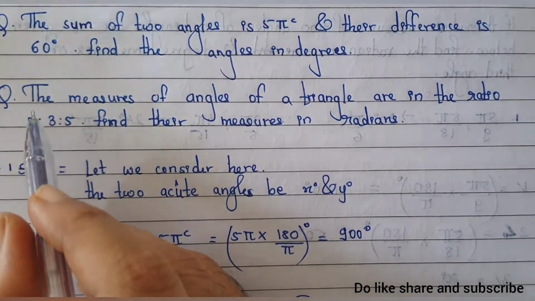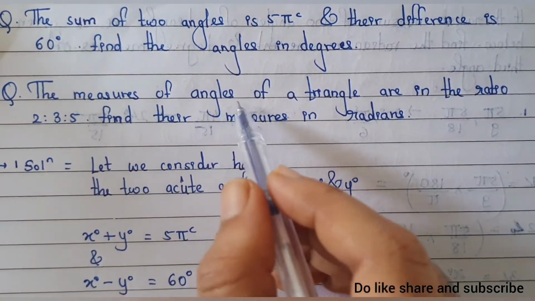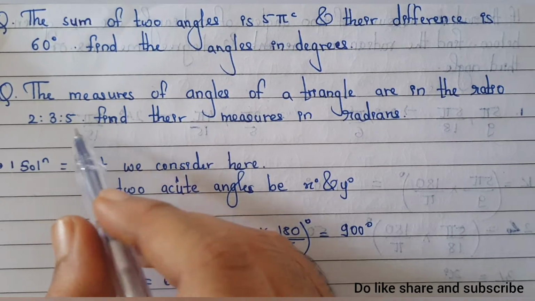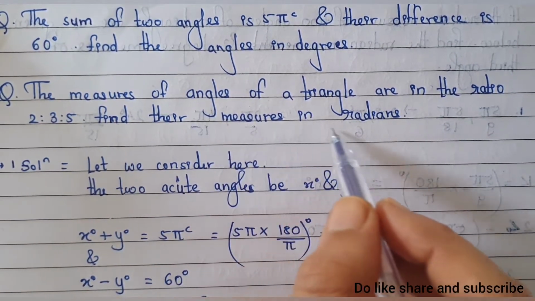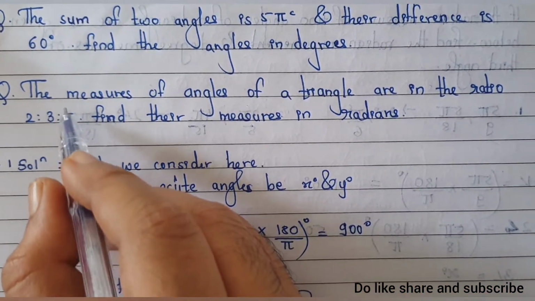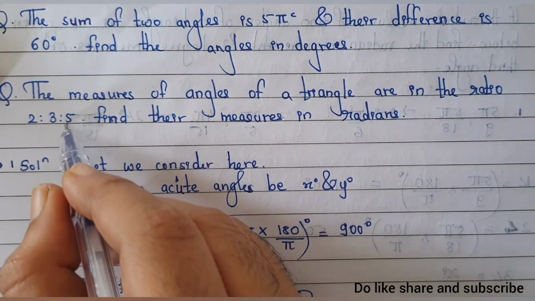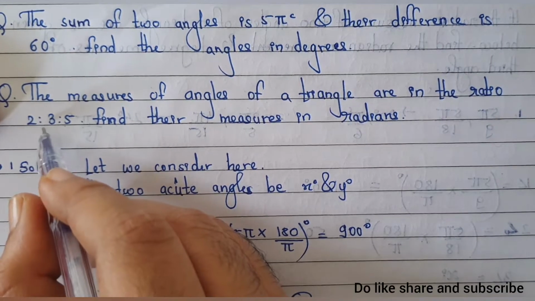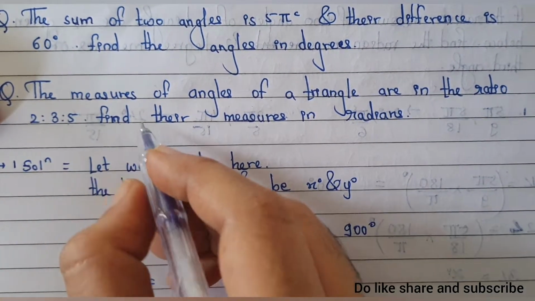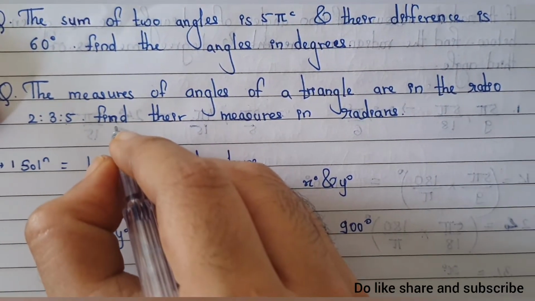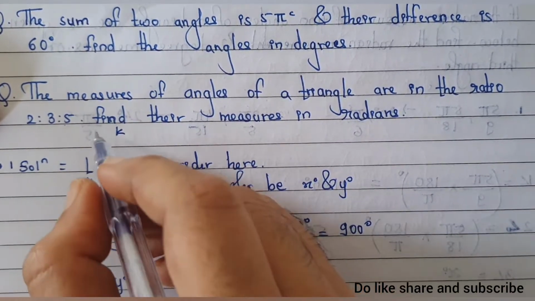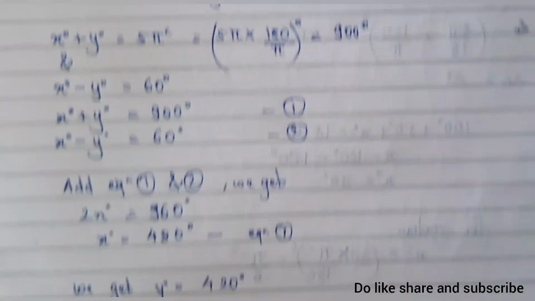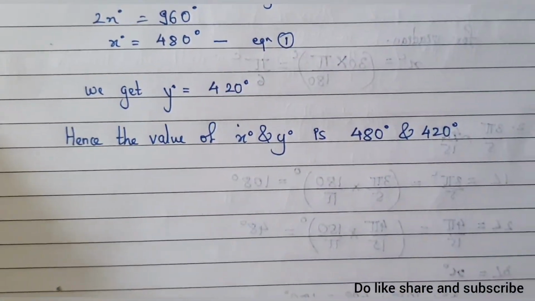Now turning to another question, the measures of angles of a triangle are in the ratio 2:3:5. Find their measures in radian. See, they have given us the angles in ratio format. That is, the angles have a common factor k. Common factor k multiplied to that, we can get the values of angles. So we take a constant k.